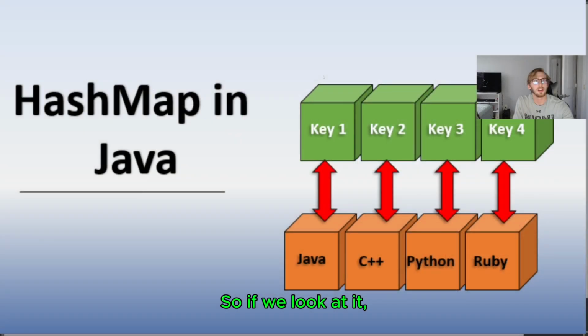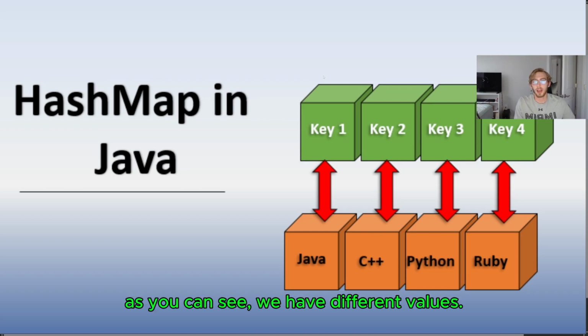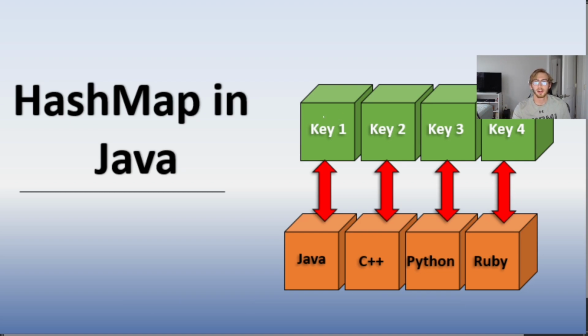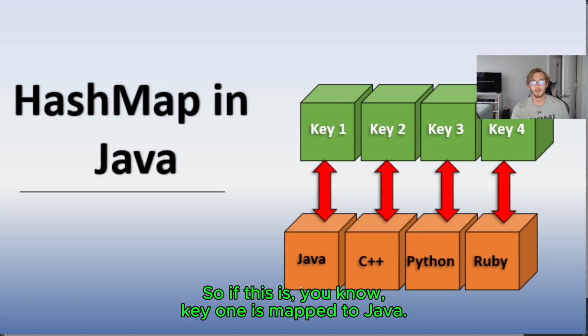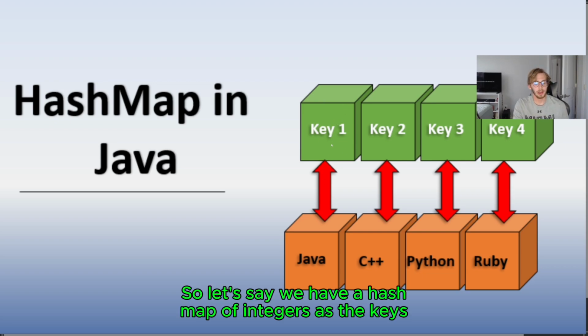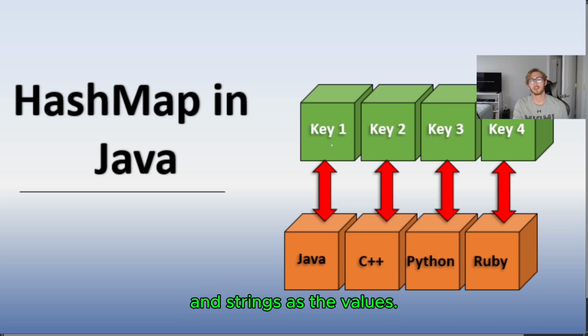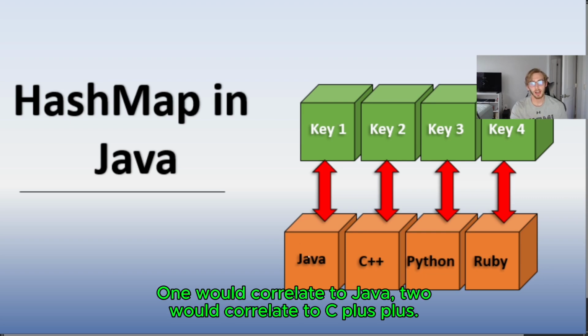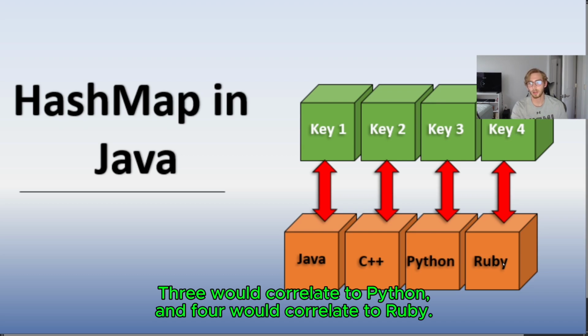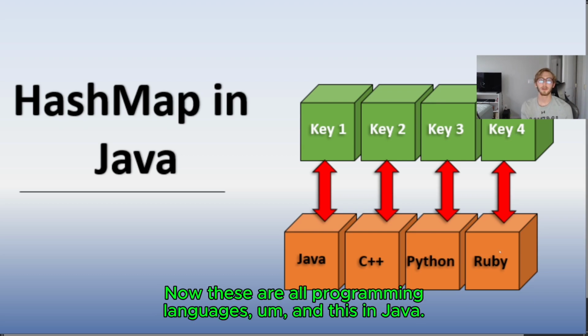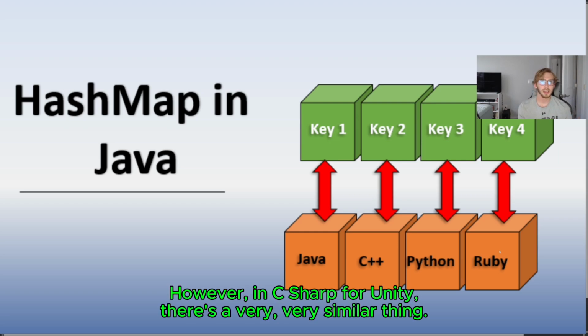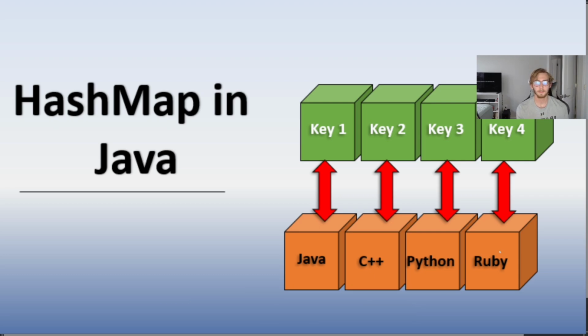So if we look at it, as you can see, we have different values. So if this is, key 1 is mapped to Java. So let's say we have a hash map of integers as the keys and strings as the values. 1 would correlate to Java. 2 would correlate to C++, 3 would correlate to Python, and 4 would correlate to Ruby. Now these are all programming languages, and this is in Java. However, in C# for Unity, there is a very, very similar thing.